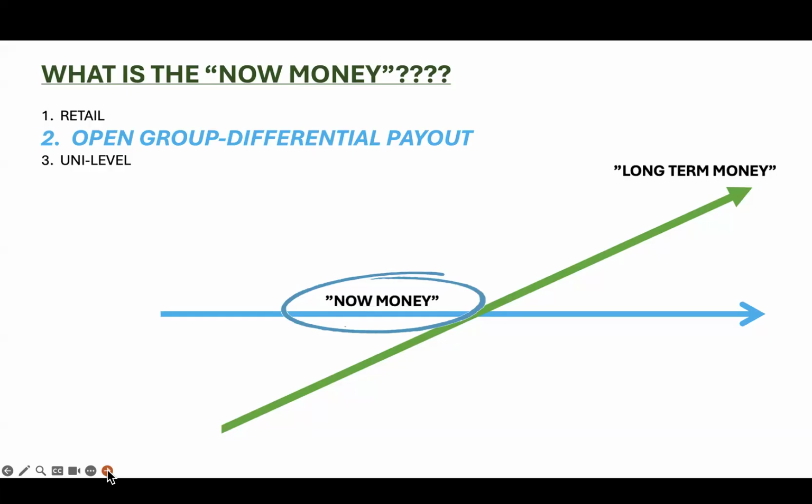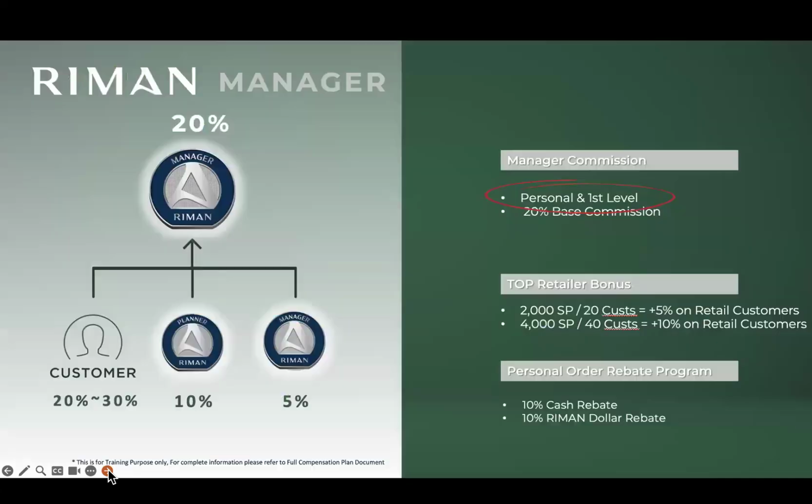This is called open group, right? What I like to also call this is a differential payout. What a differential payout really is, is where you start recruiting business partners and bring in people to expand your distribution channel, right? So you're getting paid handsomely and nicely to build a distribution channel of a team, right?